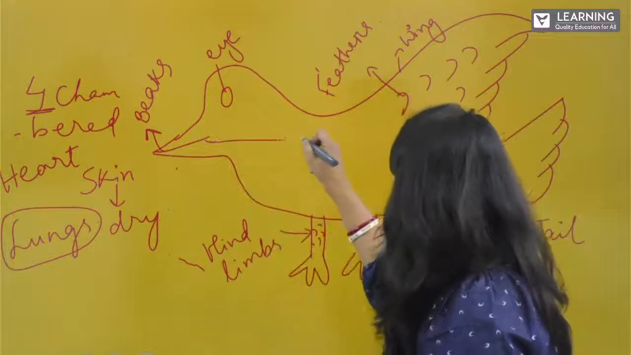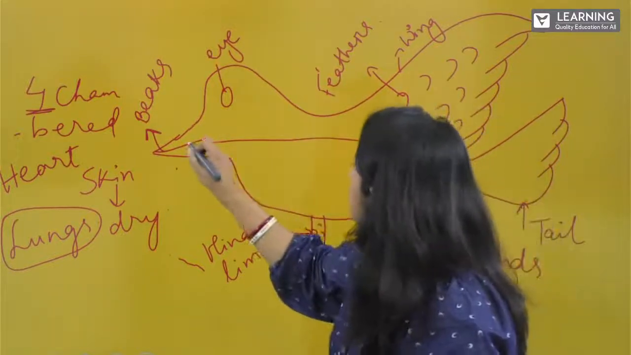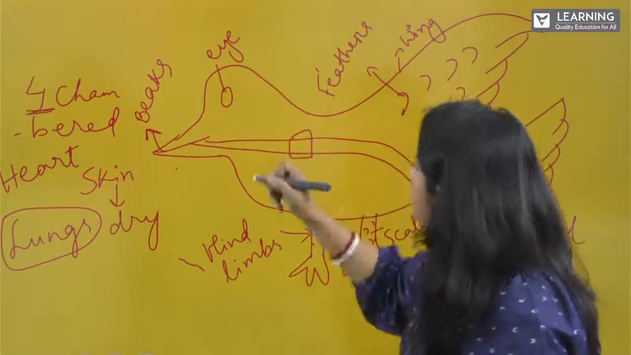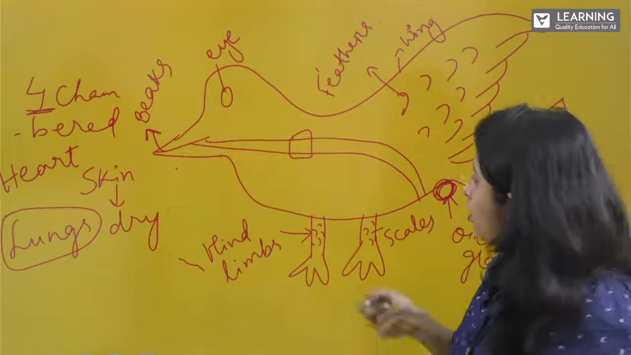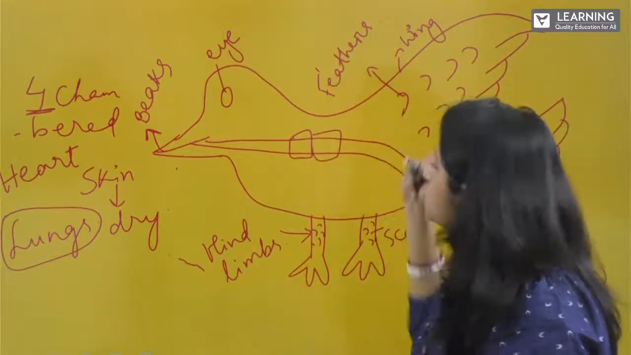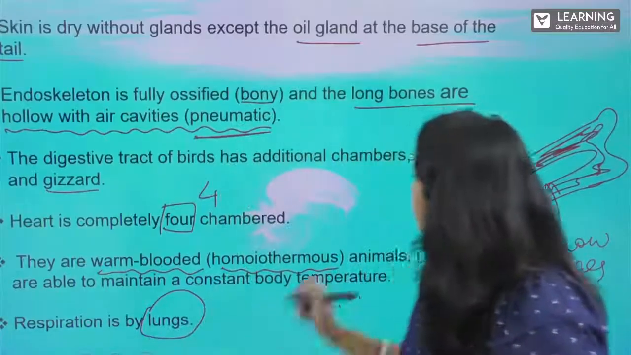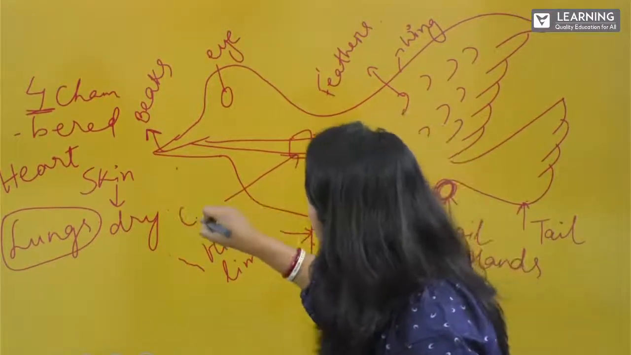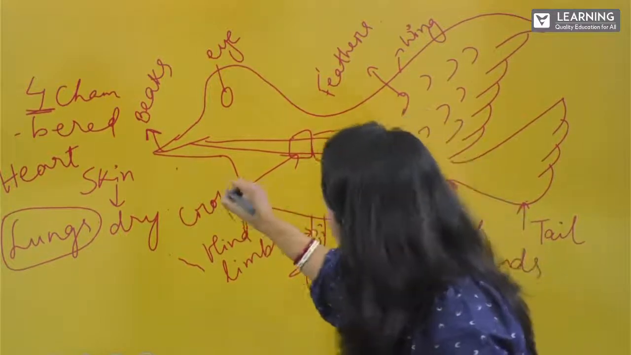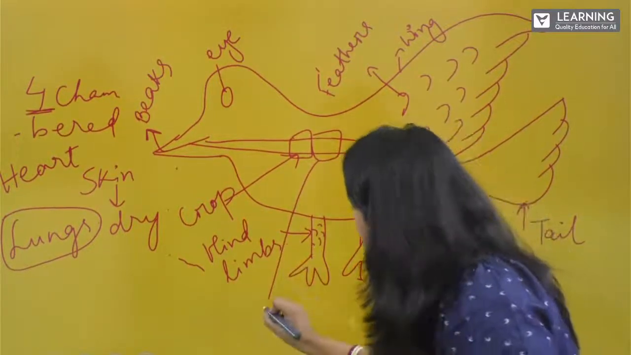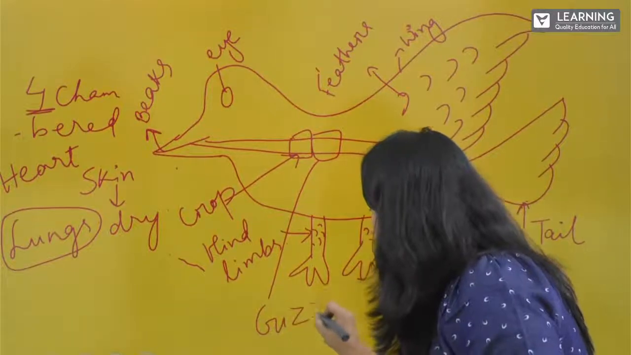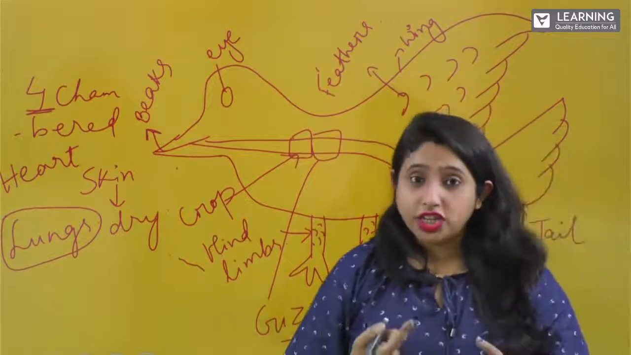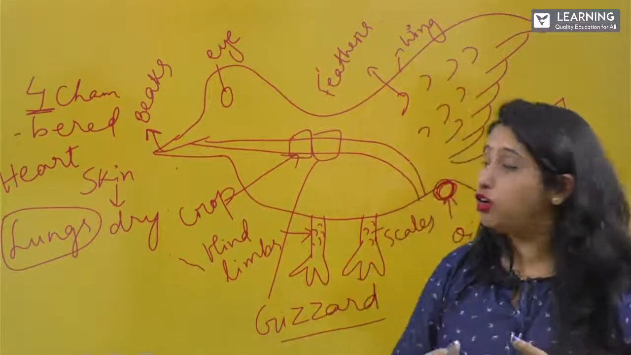And here what we have seen, they have two things. They have got crop and gizzard. So what is the function of this gizzard? It helps in mastication of food, that is breaking down of the food.